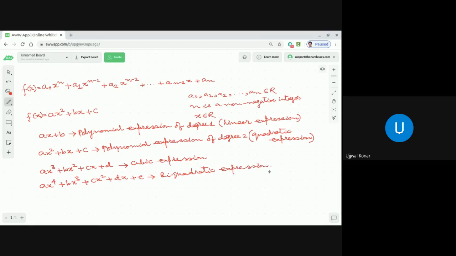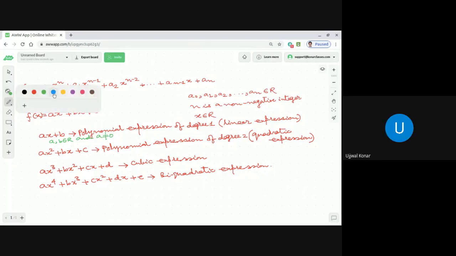Clear or not clear? Now here are some restrictions. If you look at ax plus b, here a and b obviously belong to real numbers, and a cannot be equal to 0. Why? Because the moment a is equal to 0, what will you get? You will end up with b, which is a constant expression. It no longer remains a linear expression. Correct or not? Clear? Got my point now?